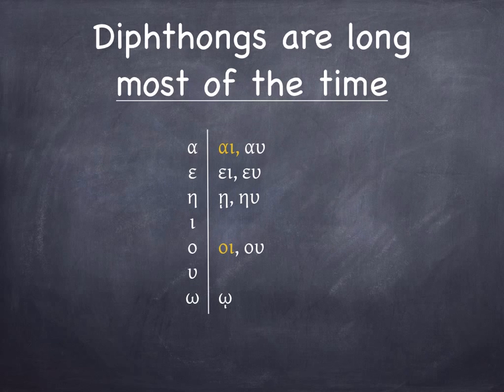Also long are diphthongs, most of the time. So here I've highlighted the two that are a little tricky, the alpha iota (ai) and the omicron iota (oi). These are, for the purposes of accentuation, short. But in general, the other diphthongs are long.